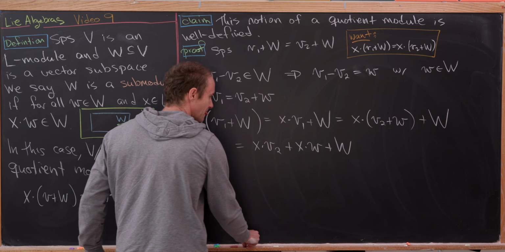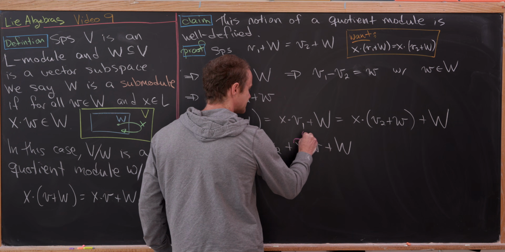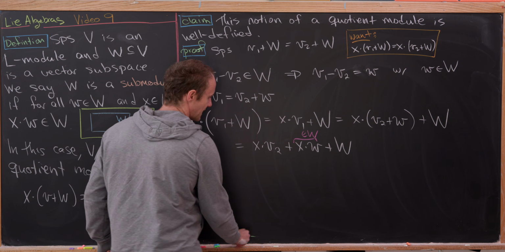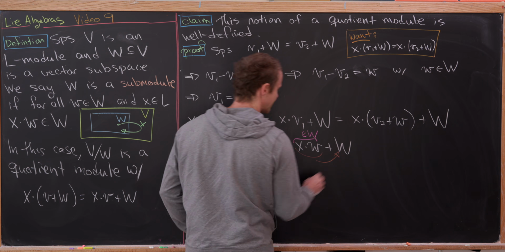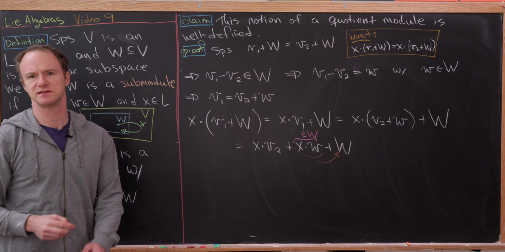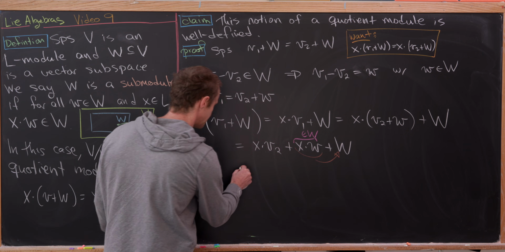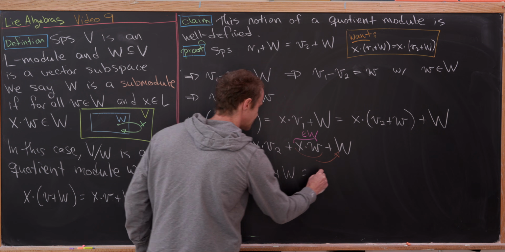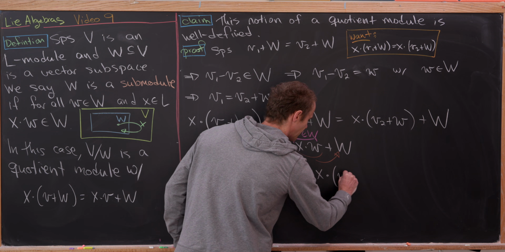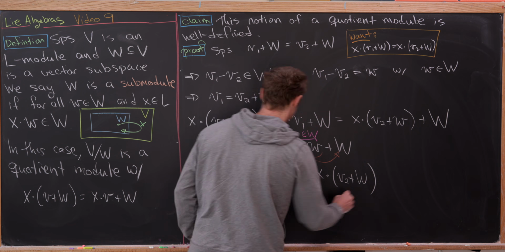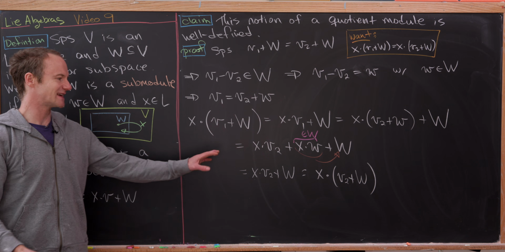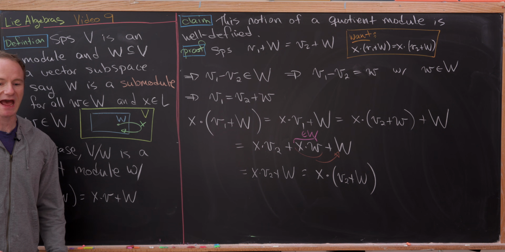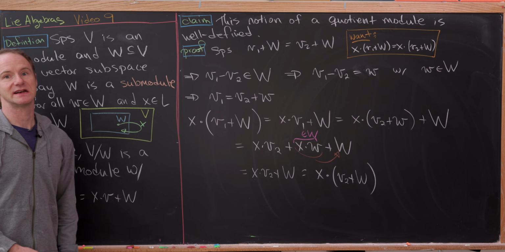But then since x dot w is inside of W because we have a submodule, that means that we can just pull this inside of the subspace W, again by coset equality. So that gives us x dot v2 plus W, which is equal to x dot the coset v2 plus W. But check it out, that's exactly what we needed to show to have this be a well-defined action. Okay, let's look at an example.